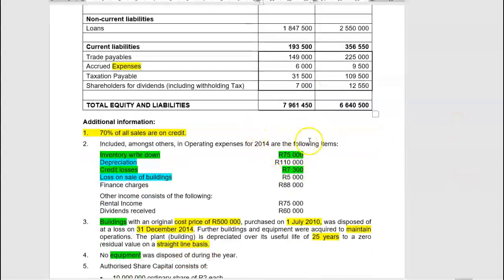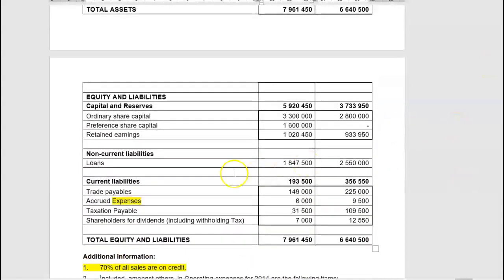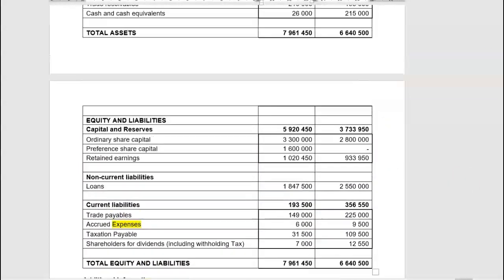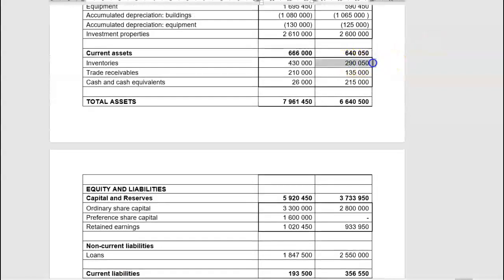430,000 plus 75,000, so 505,000. And that is the amount that I'm going to compare with last year's inventory figure of 290,050. I cannot do this change with write-downs because the write-down does not represent cash flow. I first have to adjust that figure to what it was before the write-down, get an answer and compare that figure before the write-down with last year's figure of 290,050.